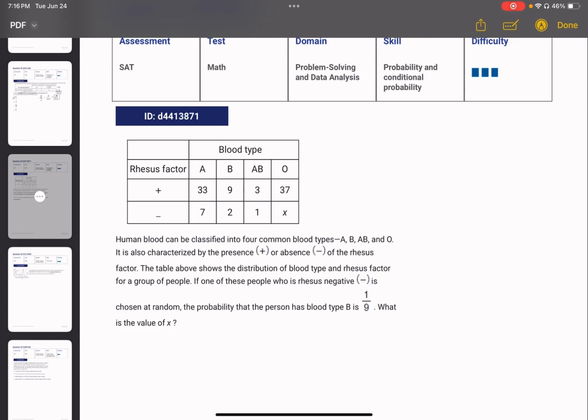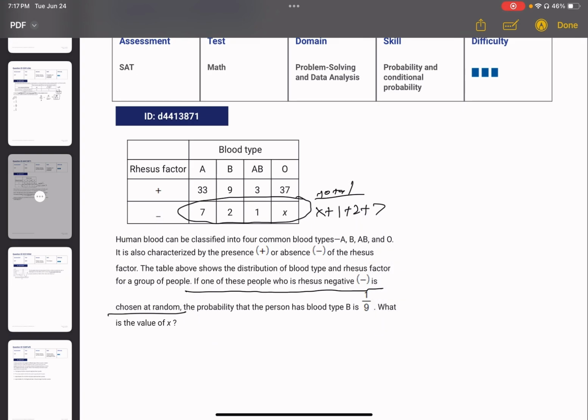Okay, so looking at this last sentence, that's really when you're going to get all your information from these passages. If one of these people who is negative is chosen at random, so we know that they're negative type, so this is our probability. So the total for this, I'm going to write a little total subcategory right here. You know that the total is X plus 1 plus 2 plus 7. That's the total amount of people for this category.